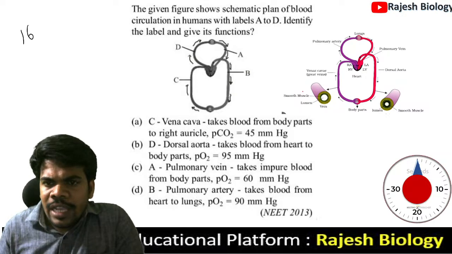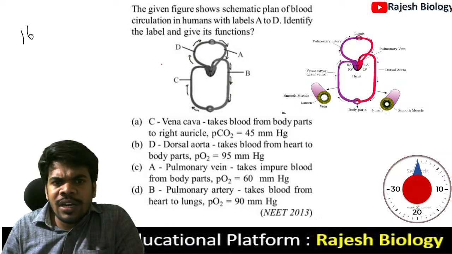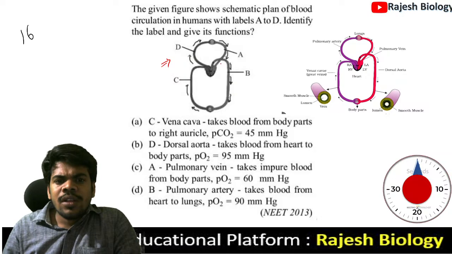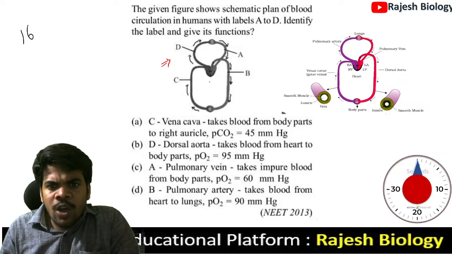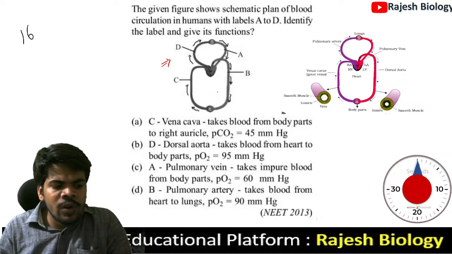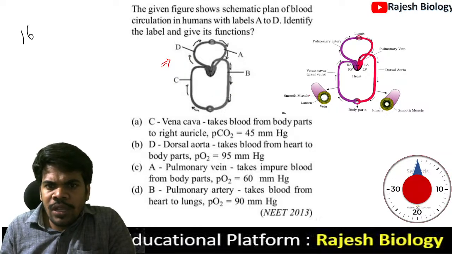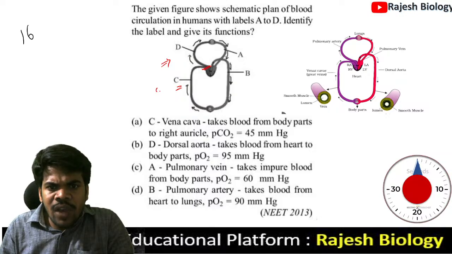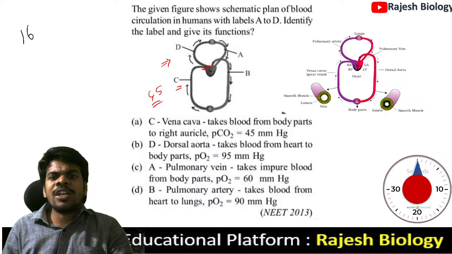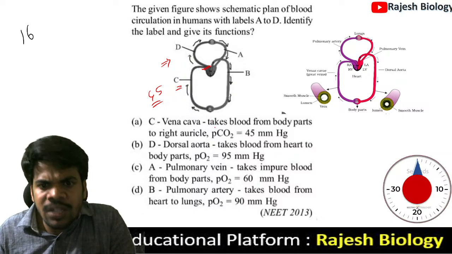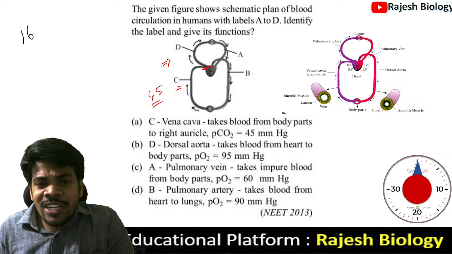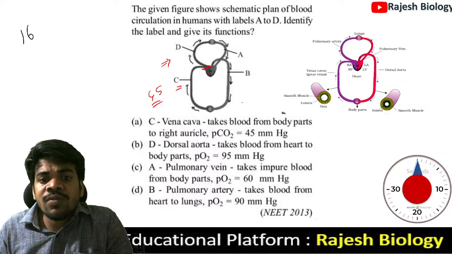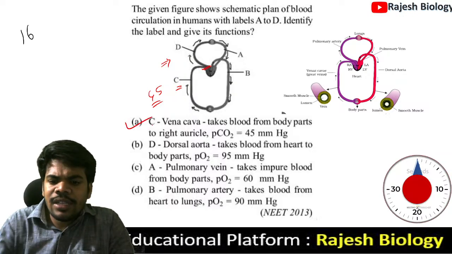If you observe this diagram, actually it is related to the respiratory system, oxygenated and deoxygenated blood, how much amount of blood is taken to the alveoli and everything. So here C is the vena cava. It takes blood from the body parts to the right auricle. Partial pressure of carbon dioxide is 45 mmHg in deoxygenated blood. In oxygenated blood, carbon dioxide partial pressure is 40. So the right answer is A.